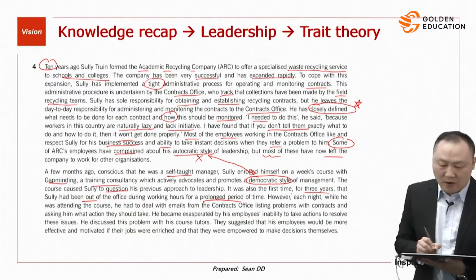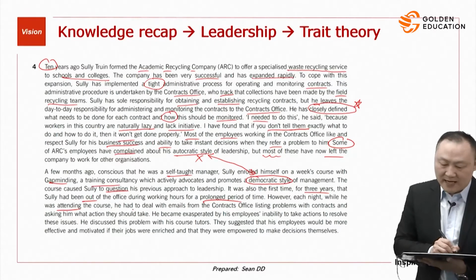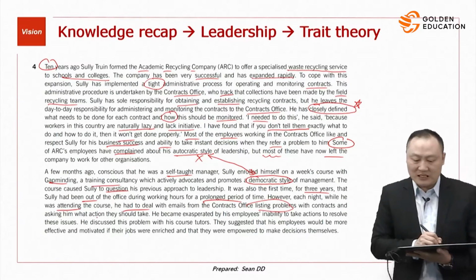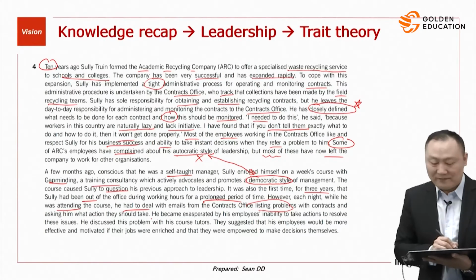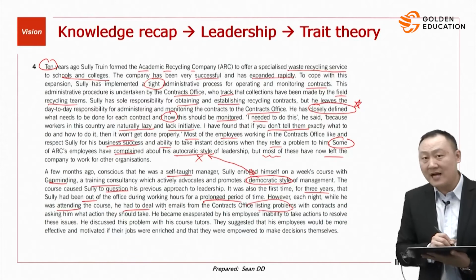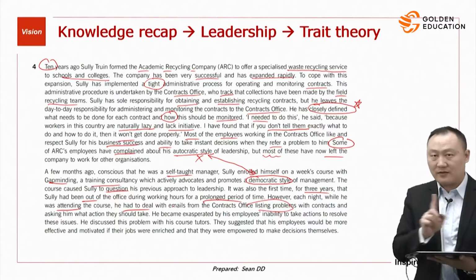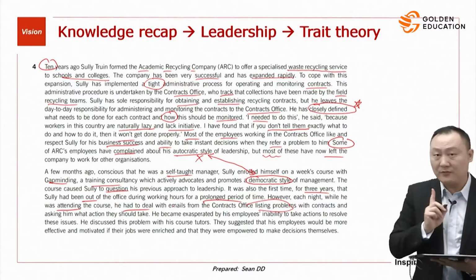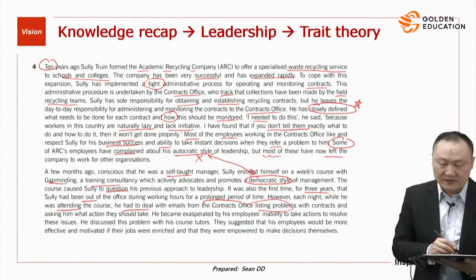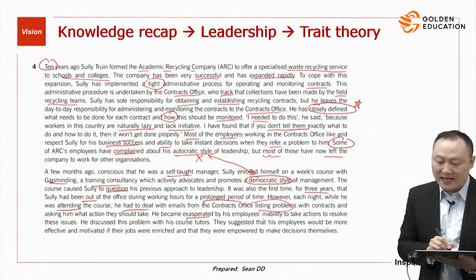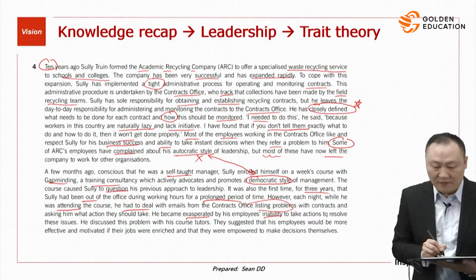However, each night while he was attending the course, he had to deal with emails from the contract office listing problems with contracts and asking him what actions they should take. Why do they ask him? Because ex-employees don't want to do decision making. They want you to tell them what to do. So therefore, he received a lot of emails asking him what to do next. He became exasperated, that means very angry, by his employees' inability to take decisions to resolve these issues.